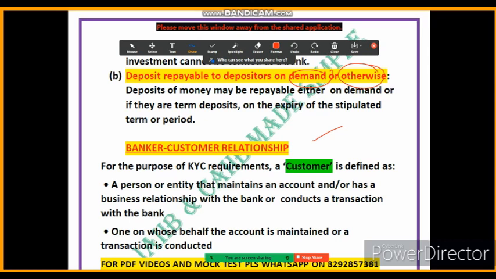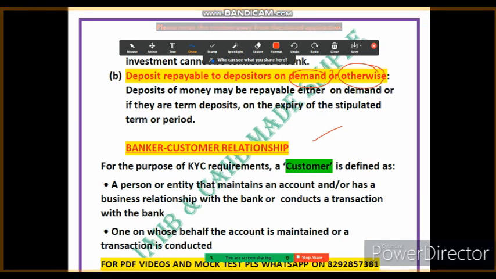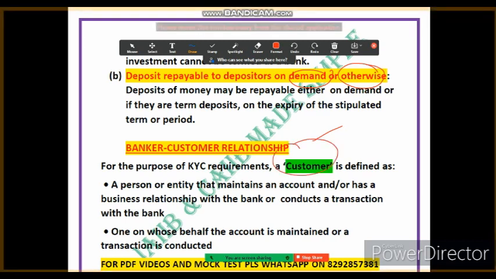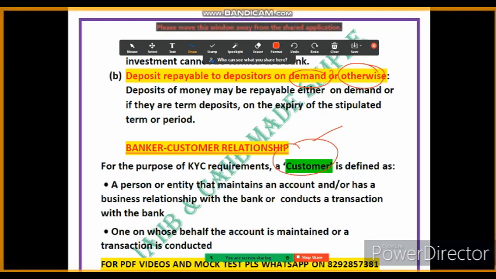So friends, for the purpose of KYC, you know, KYC means know your customer, a customer is defined as follows. Now let's see the correct definition of a customer. Who is a customer? A customer is someone who either holds an account with a bank or has an ongoing business relationship with the bank. See, here it is written, who either holds an account with a bank.